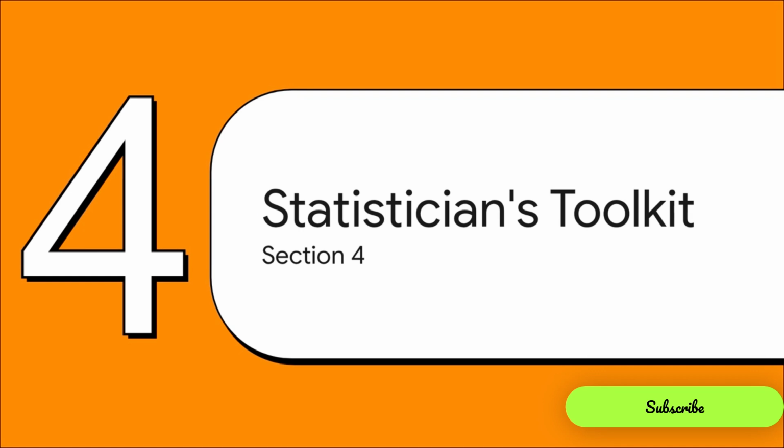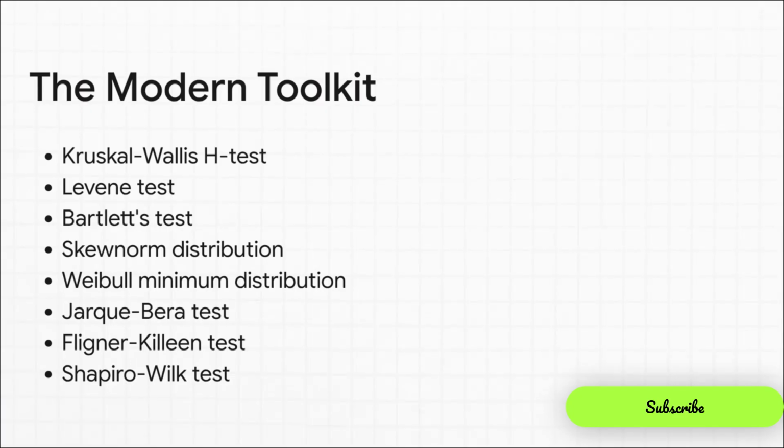Now, here's the best part. You don't need a PhD and a giant chalkboard to do this stuff anymore. The reality of modern statistics is that it's all about powerful software. And that brings us to the modern statistician's toolkit. Okay, just look at these names. The Kruskal-Wallis H-test, the Shapiro-Wilk test. I mean, come on. You absolutely do not need to know what any of these do.